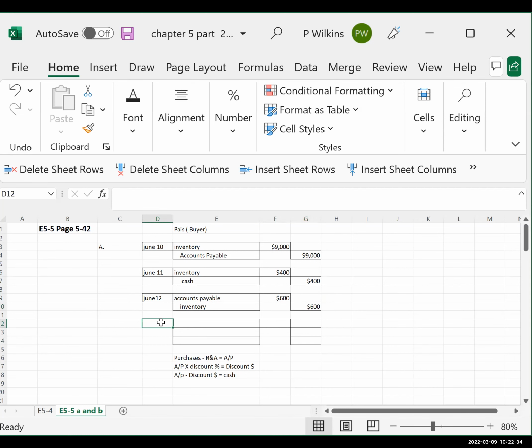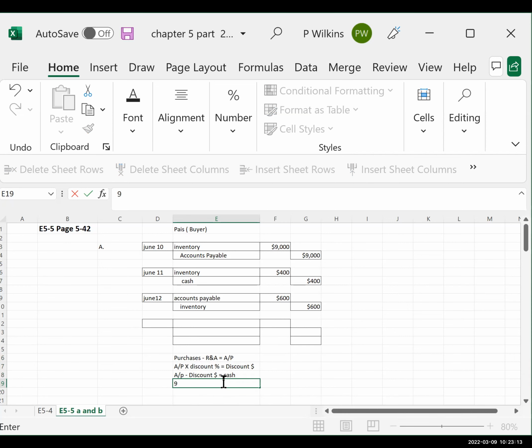Then we read on in the problem, and it says, on June 19th, Pius Company pays MacGyver Company in full, less the purchase discount. So we have to go through and do the formula to figure out the dollar amounts. When you're the buyer, the formula is purchases minus any returns or allowances gives you the accounts payable number. The accounts payable number times the discount percentage gives you the discount dollar amount. The accounts payable number minus the discount dollar amount gives you the cash amount that you have to pay. So let's do this. Purchases.